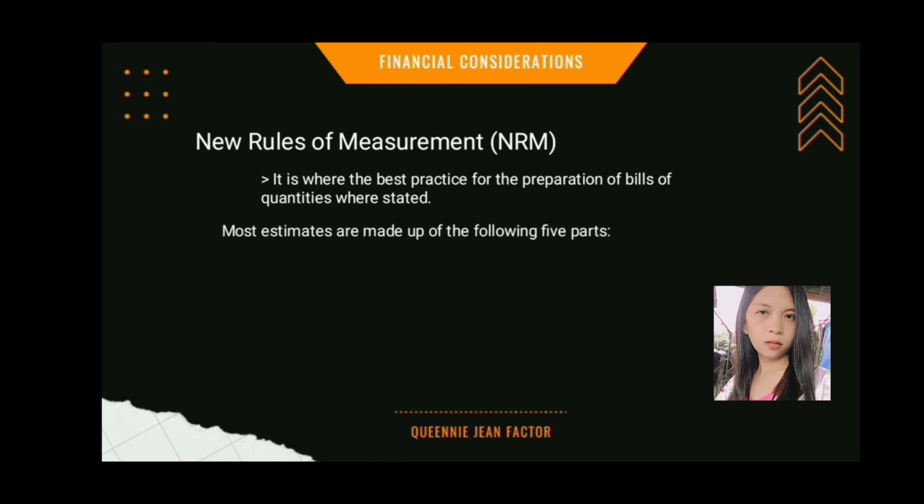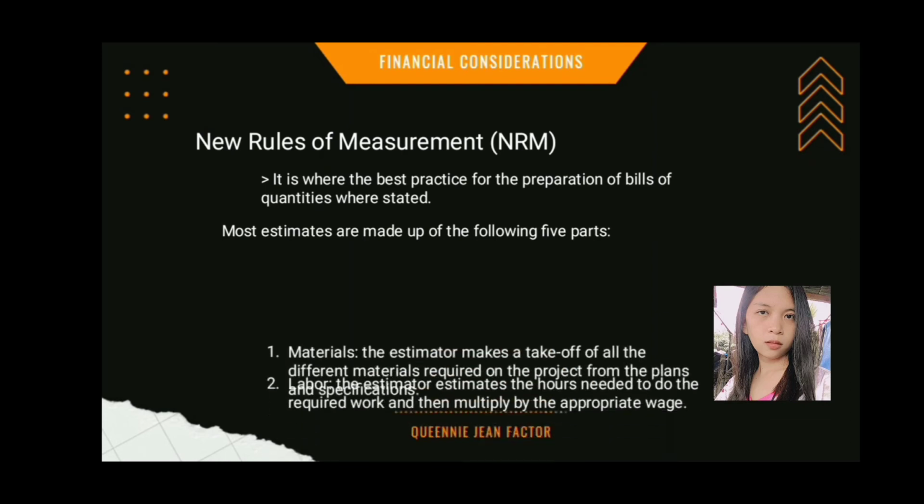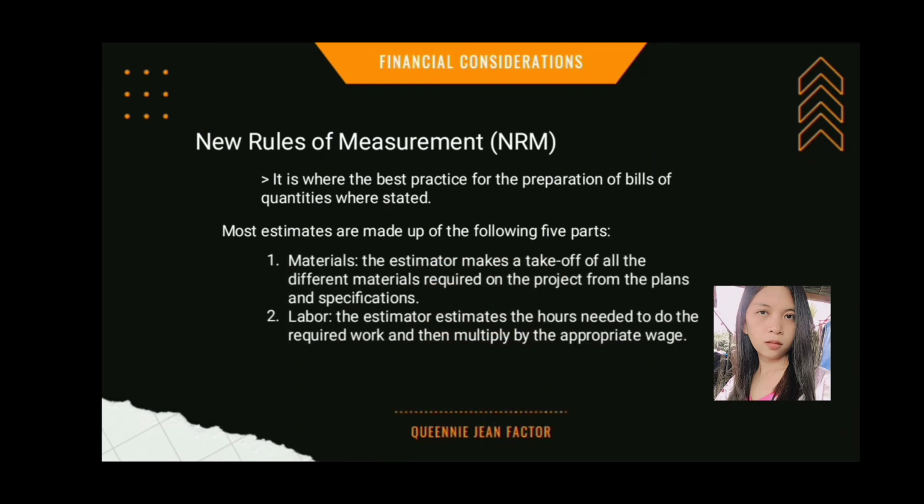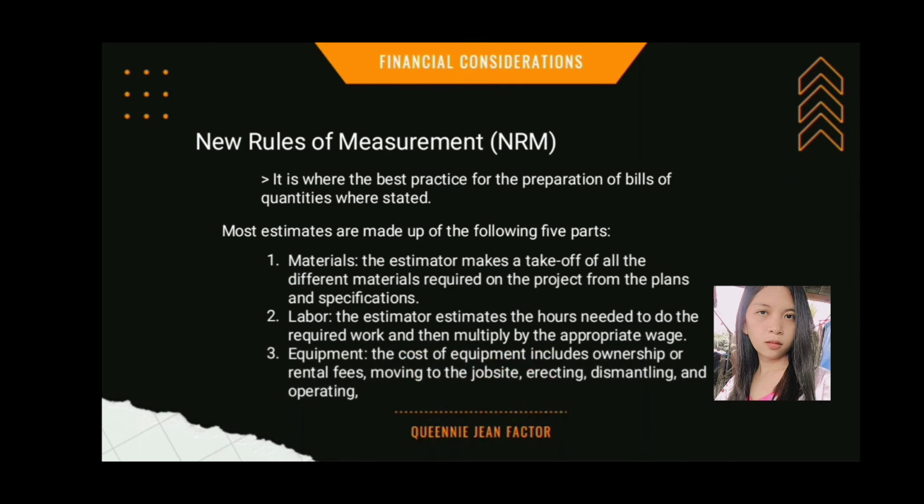Most estimates are made up of the following 5 parts. Number 1. Materials. The estimator makes a takeoff of all the different materials required on the project from the plans and the specifications. Number 2. Labor. The estimator estimates the hours needed to do the required work and then multiplies by the appropriate wage. Number 3. Equipment. The cost of equipment includes ownership or rental fees, moving to the job site, erecting, dismantling, and operating.